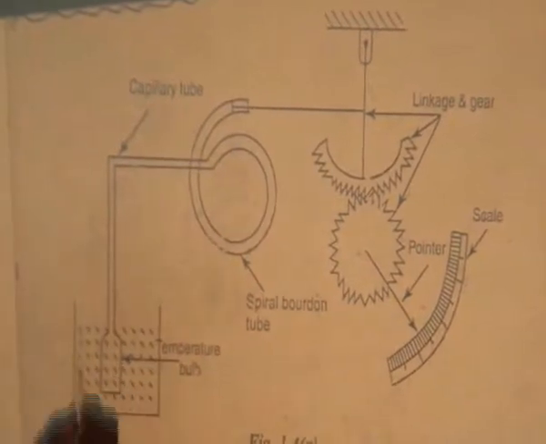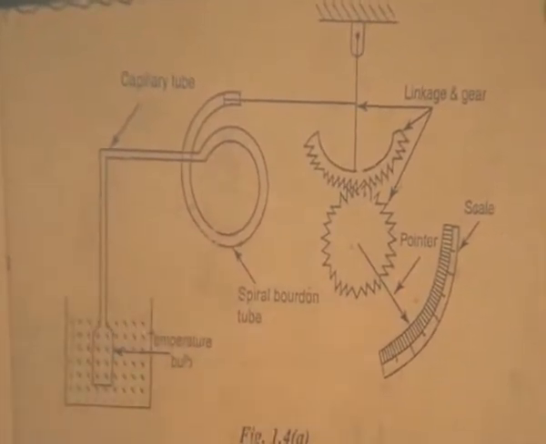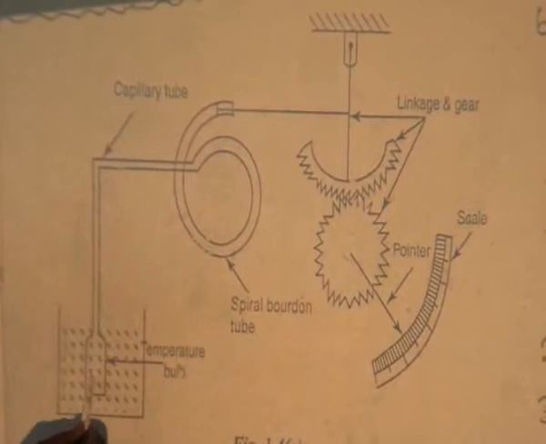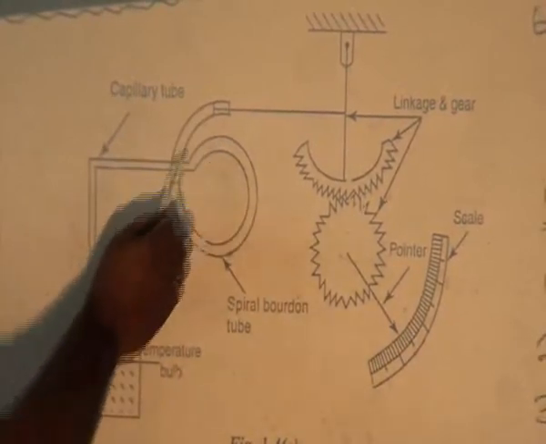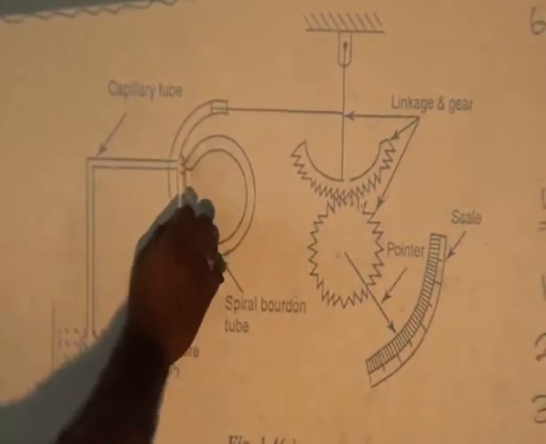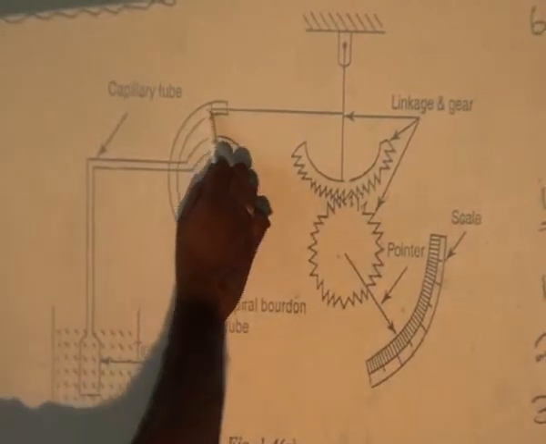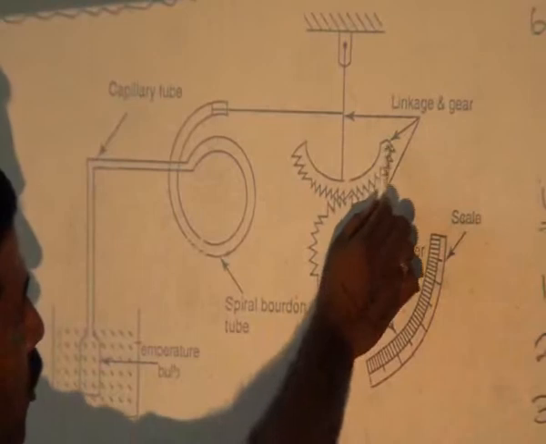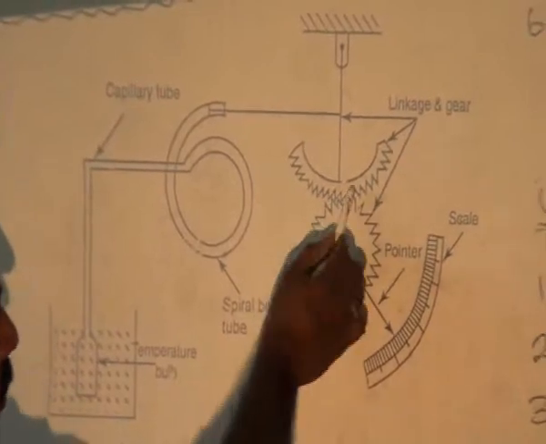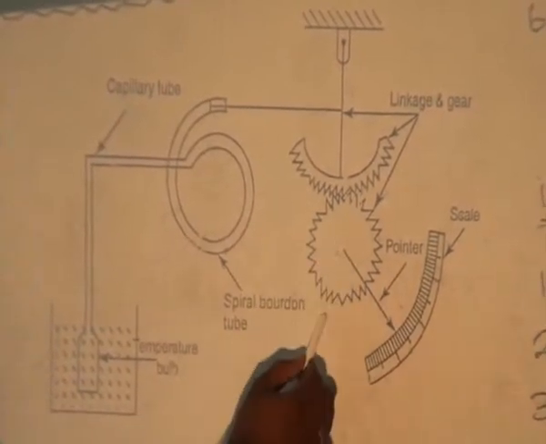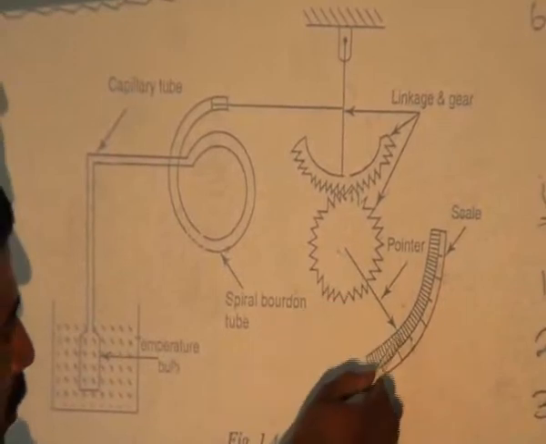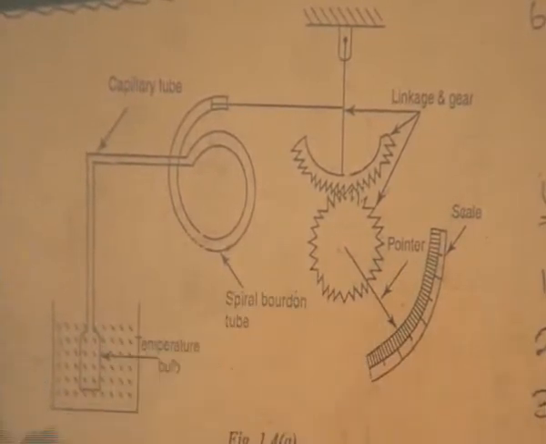So the temperature bulb, the pressure inside, based on that pressure, as the temperature increases, the Bourdon tube will be engaged, then the spiral Bourdon tube will be engaged, then it will be connected to the linkage gear. Due to this, the gear will be rotating. Based on that rotation of the gear, the pointer will show the variation on the scale.